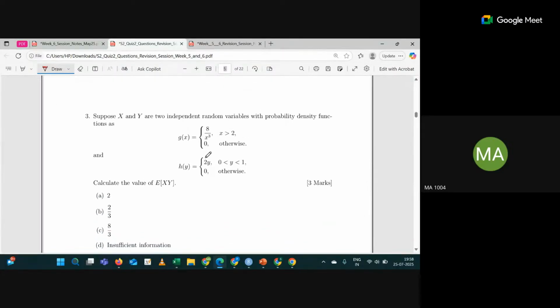Solve this question number 3. There is a smart approach you have to apply, and you have to think and let me know which. Sir, since they're independent, E of xy has a formula: E of x into E of y. Correct. That's what you have to use.